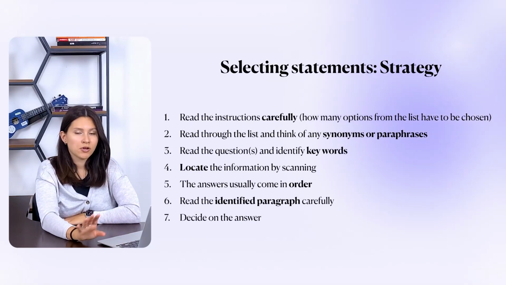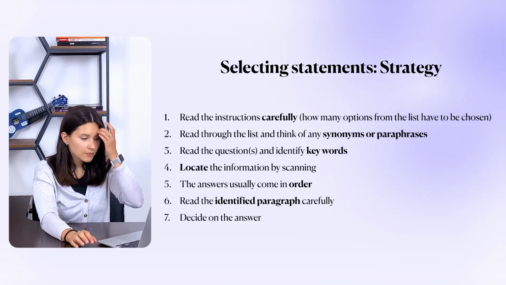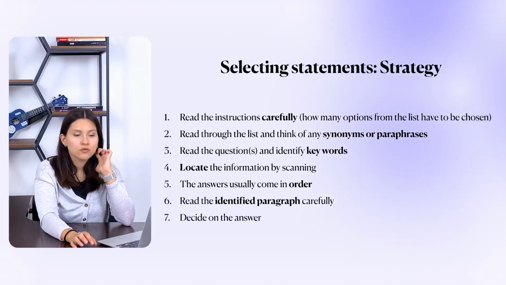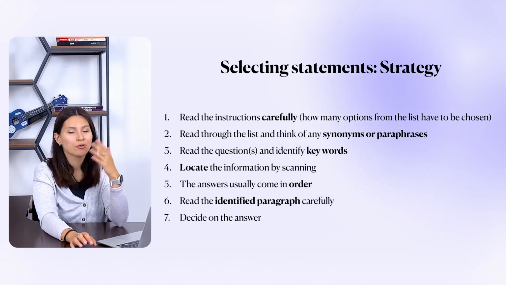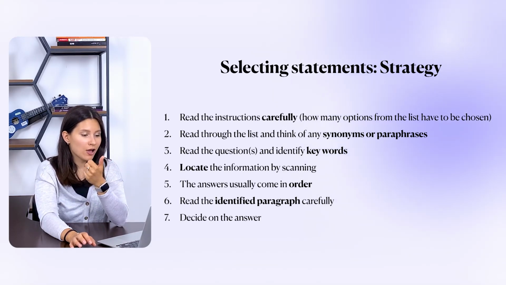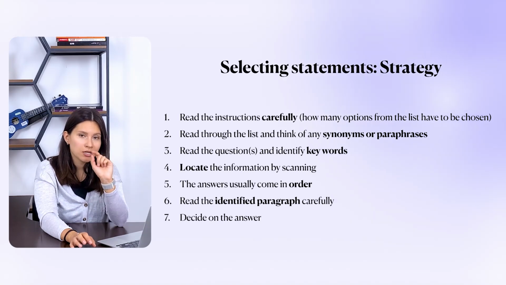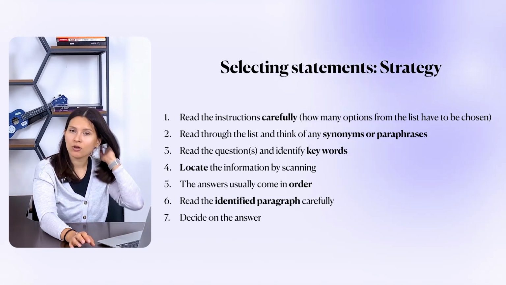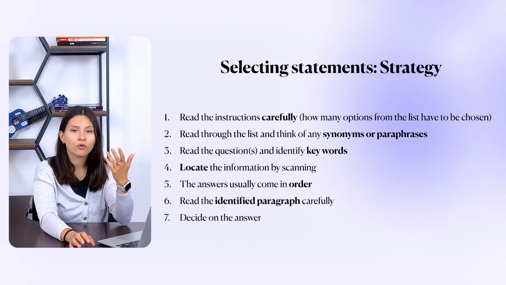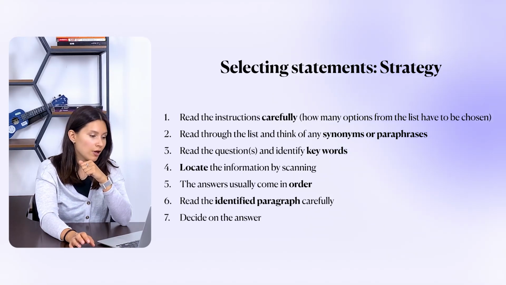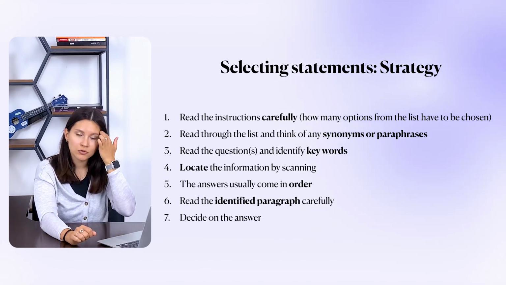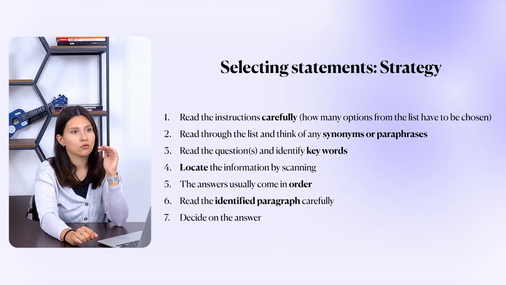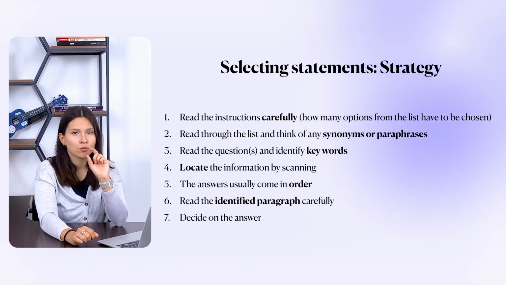So we're going to strategize your next moves as usual. The first thing you have to do is read the question carefully. I will repeat it again and again. How many options from the list do you have to choose? This is the key. It will be stated in the question whether you have to choose 2, 3, or 4 options. And then you have to read through the list and think of any synonyms or paraphrases. So do analyze every given statement, answer word.